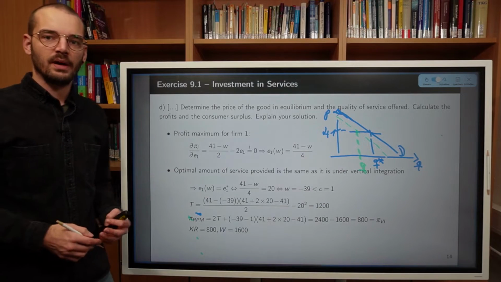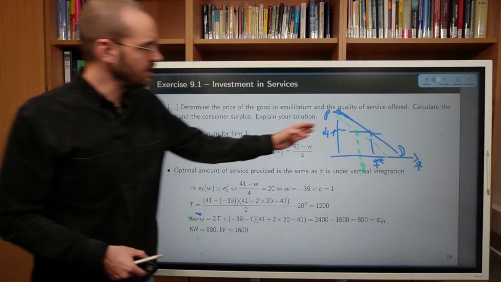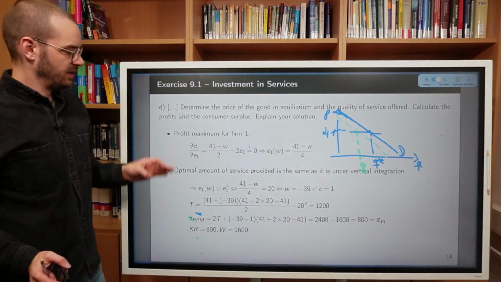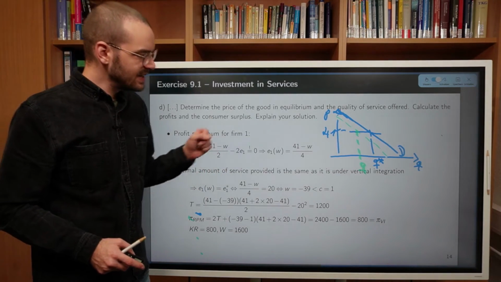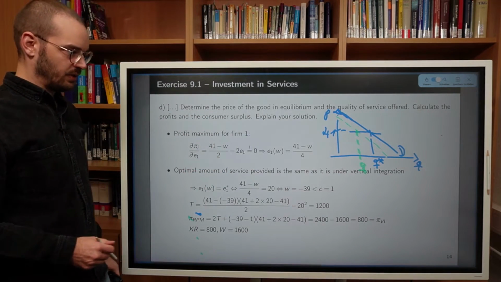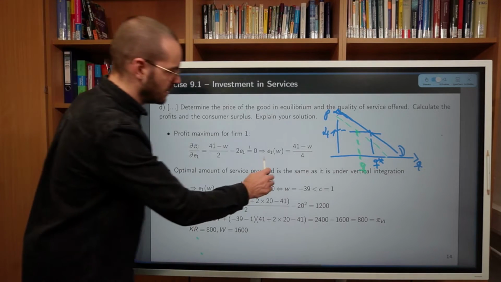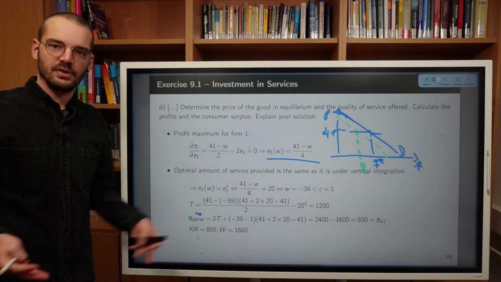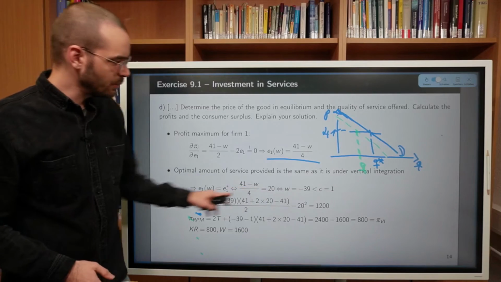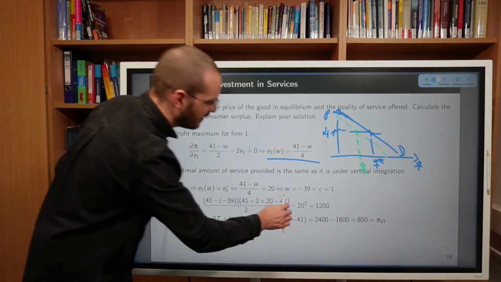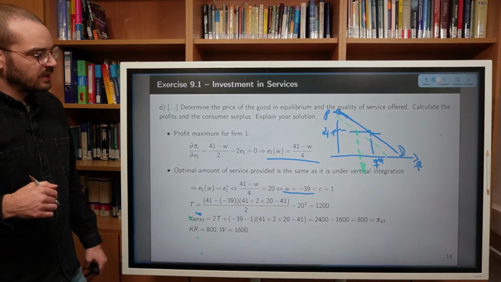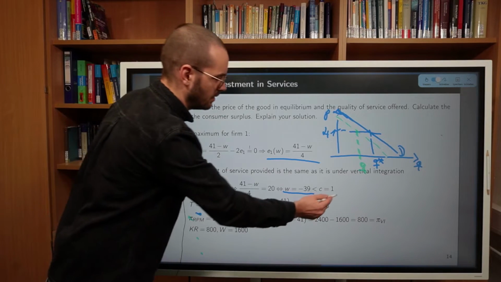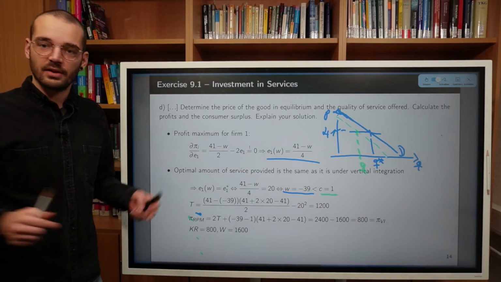For any other amount of E1 and E2, we have a different price-quantity combination. From this argument, it follows that the optimal amount of services provided is the same as under vertical integration. So we know that this term over here needs to equal 20, because that was the result under vertical integration. So we simply set it equal to 20, and we find out by doing so that the wholesale price must be negative 39, which is quite an interesting result, given there are also some marginal costs larger than 0.